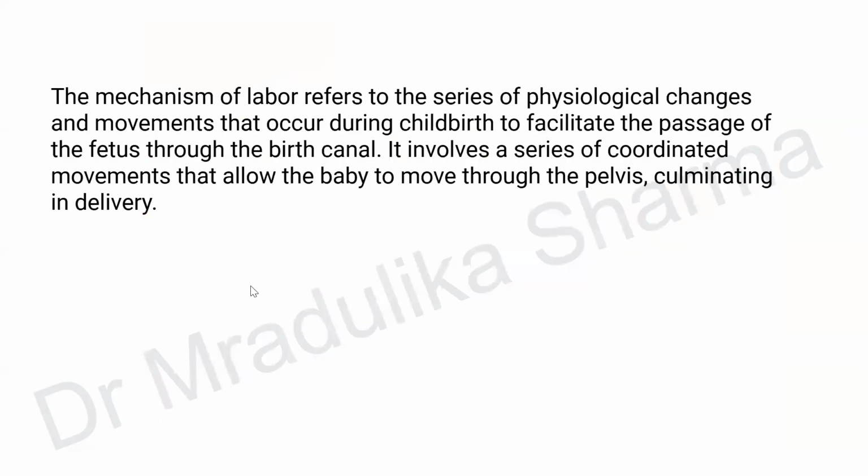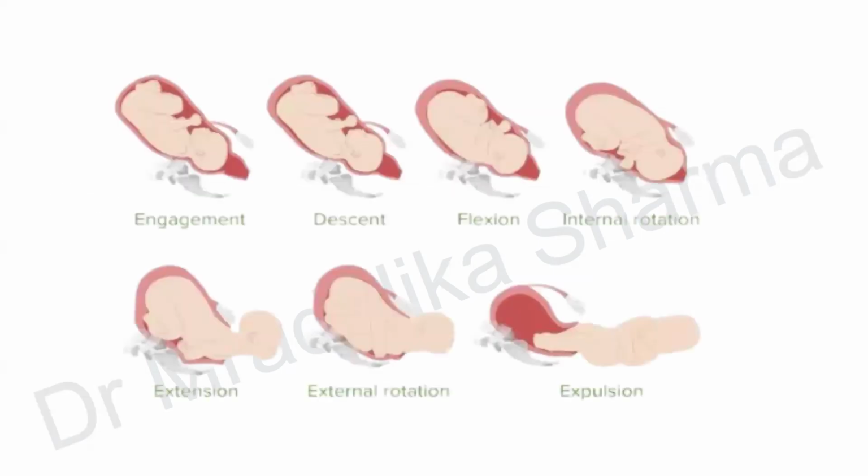Now let's start the mechanism of labor. It refers to the series of physiological changes and movements that occur during childbirth to facilitate the passage of the fetus through the birth canal. It involves a series of coordinated movements that allow the baby to move through the pelvis, culminating in the delivery. Now this is just a pictorial representation.